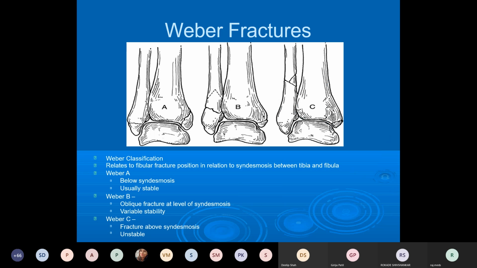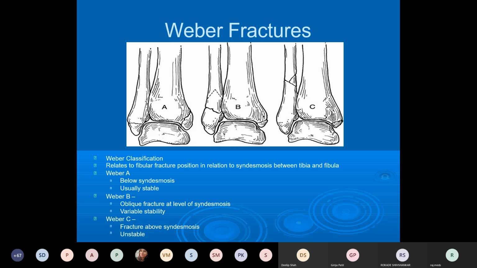Now the next fracture is Weber's fracture. It is the fibular fracture, and depending upon the position in relation to the syndesmosis, which is the attachment of the distal end of the fibula and distal end of the tibia. So this point is depending upon the relationship to this syndesmosis between the tibia and fibula. The classification is Weber's A, that is below the syndesmosis. So this is the fracture line which is below the syndesmosis, and it is very stable.